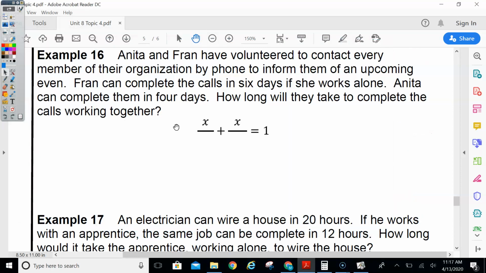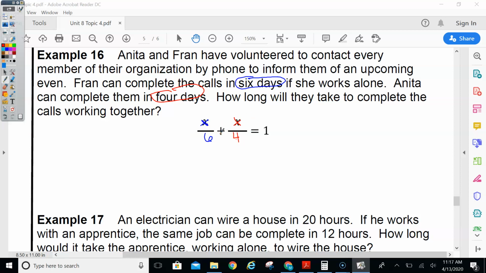Okay, so the next problem deals with Anita and Fran. It says they have volunteered to contact every member of their organization by phone to inform them of an upcoming event. Fran can complete the calls in 6 days. So right there, the word is hidden for this one, but you can just locate the number. So we're going to say that one's x over 6. And then it says Anita can complete the calls in 4 days. So then that's this fraction, x over 4. And it wants to know how long it takes them if they work together.